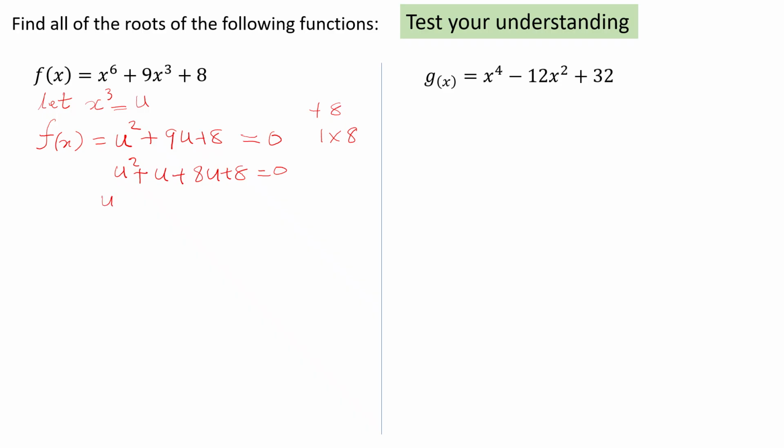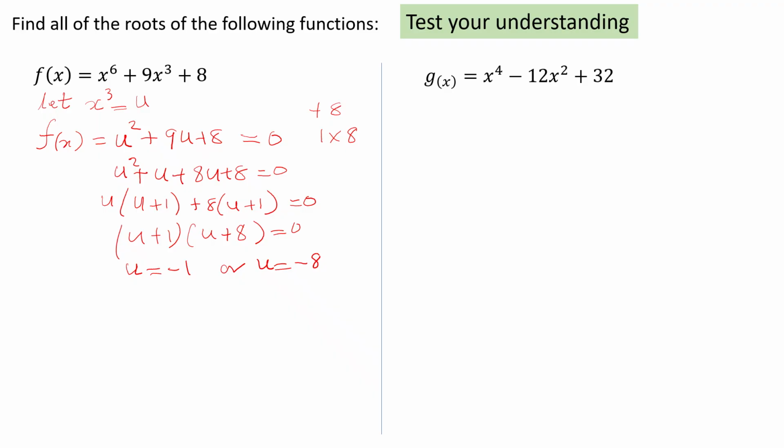So factorize: u times (u plus 1) plus 8 times (u plus 1) equals 0. So (u plus 1) times (u plus 8) equals 0. Now two factors multiply to 0, so either of them must be 0. So u equals minus 1 or u equals minus 8.